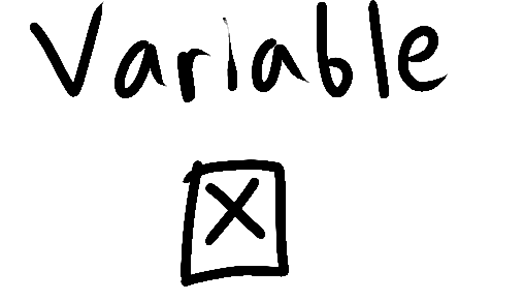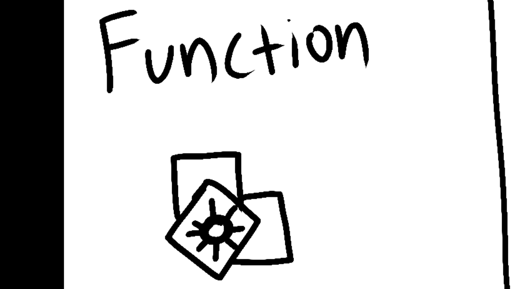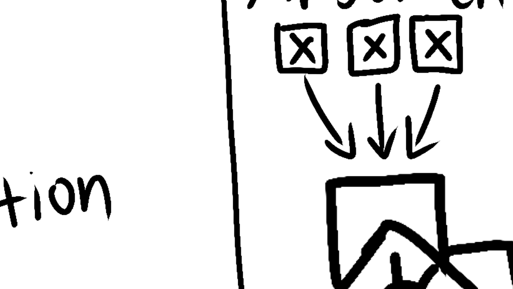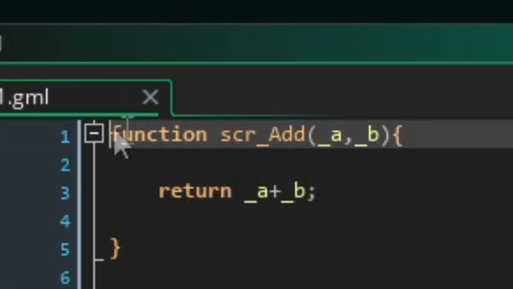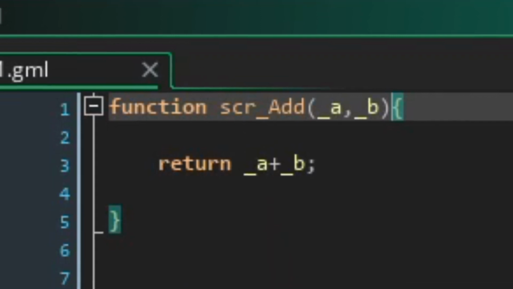If variables are little boxes that store information, then you can think of functions as little machines that take in information, do stuff with it, and optionally spit out other information. To demonstrate, here's a simple function that takes two variables as input, or arguments to use the official term, adds them together inside the function, and then returns the result.